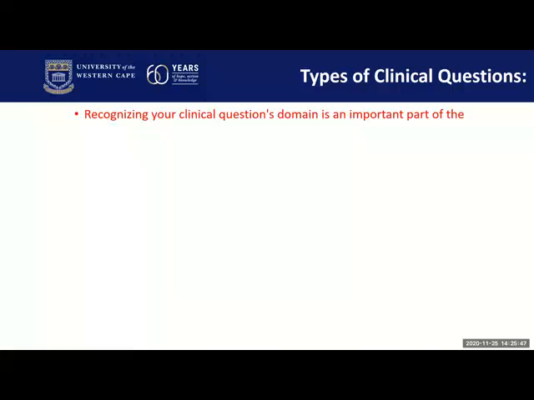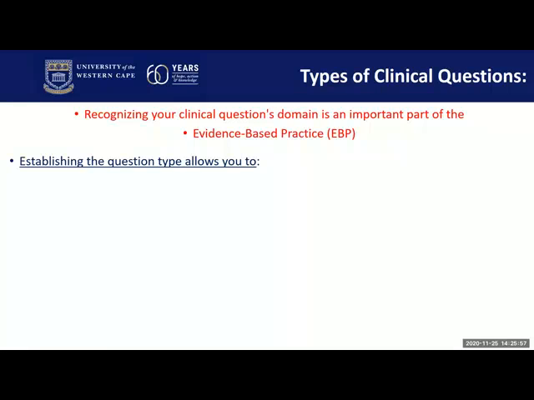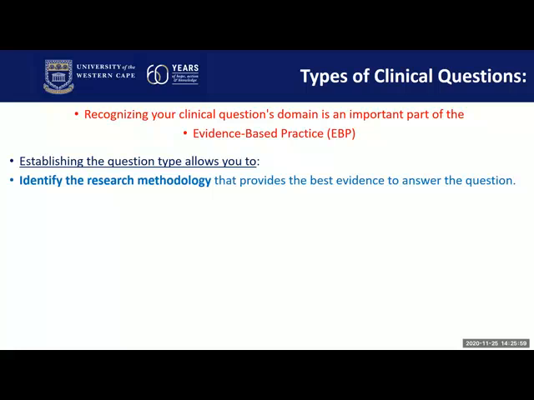I think it's very important to know at this stage, recognizing your clinical question's domain is an important part of evidence-based practice. So establishing the question types allows you to identify the research methodology.